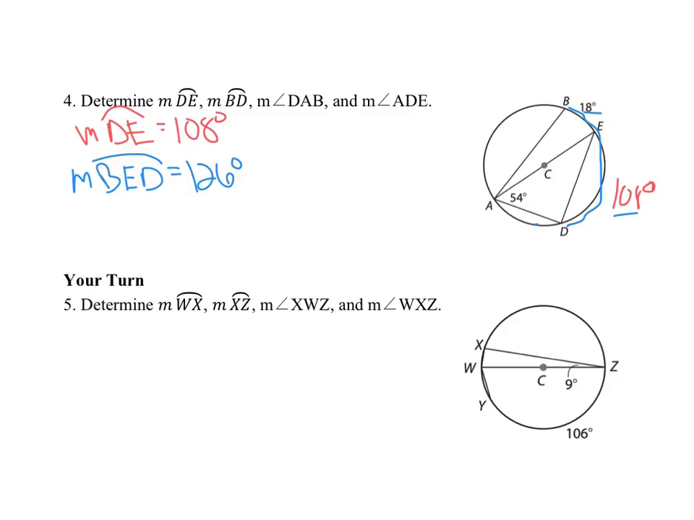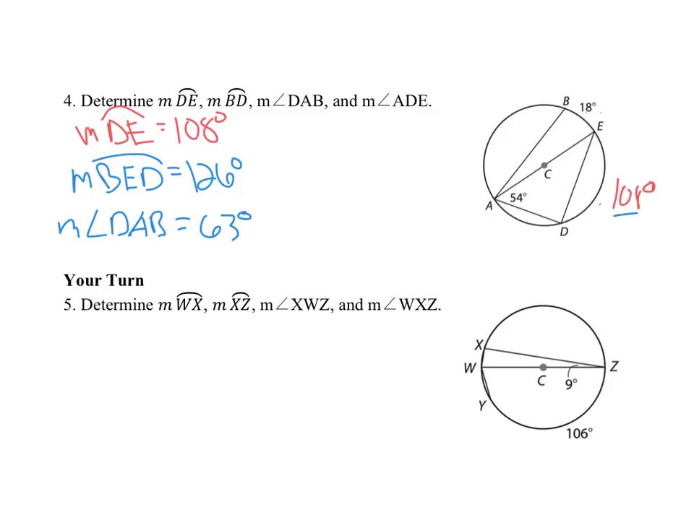Then we want DAB, the angle this time, not the arc. So DAB, which is now encompassing arc BED. So since the arc is 126, the measure of the angle is going to be half of that. So half of 126 is going to be 63 degrees.